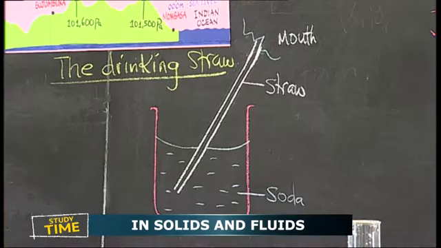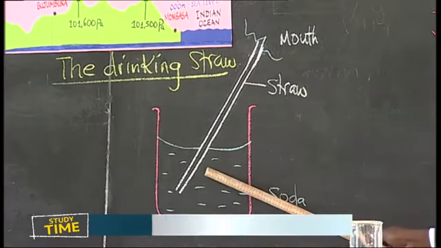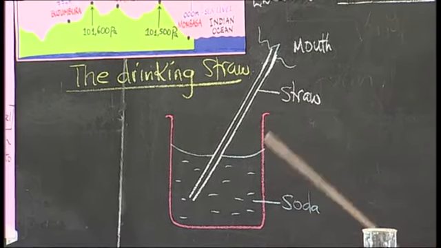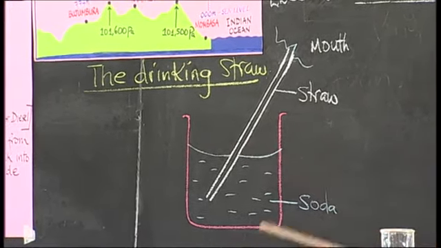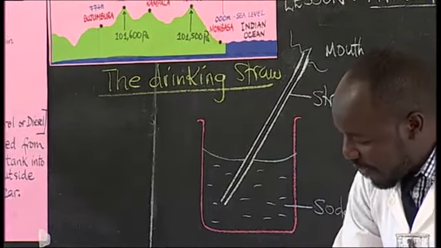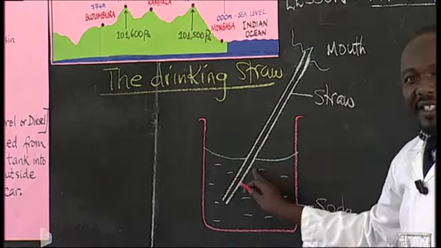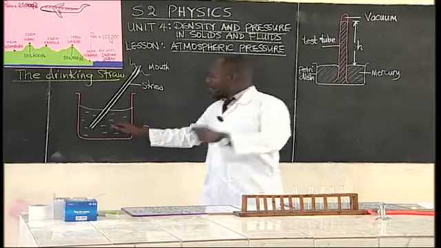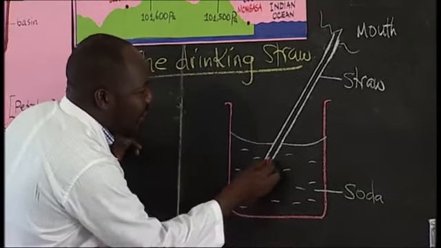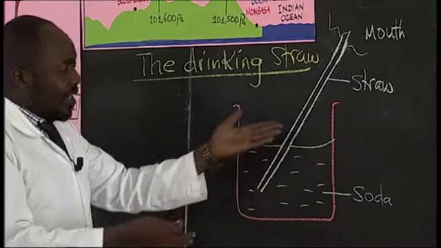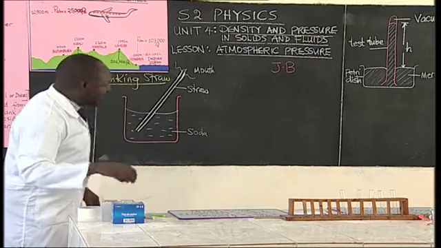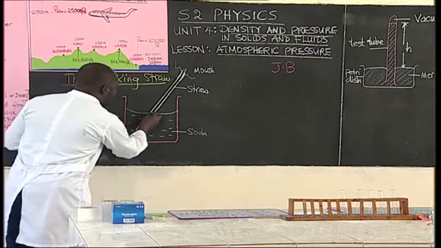Very wonderful diagram. This is a straw. I hope you can see it. And this is soda. It could be juice. It could be water. And this is a glass. So if you're going to drink using a straw, you put the straw in the juice or in the soda. And once you do that, some soda or juice will enter inside the drinking straw. Let me mark the level of the soda in the straw. It may rise up to this level.